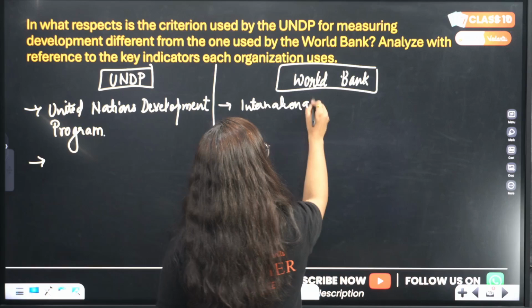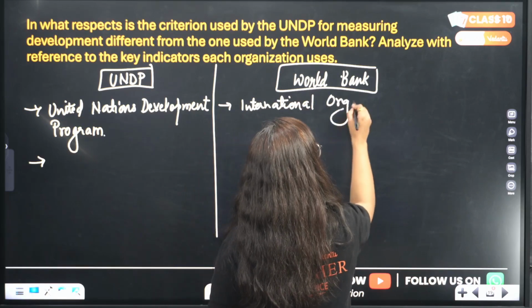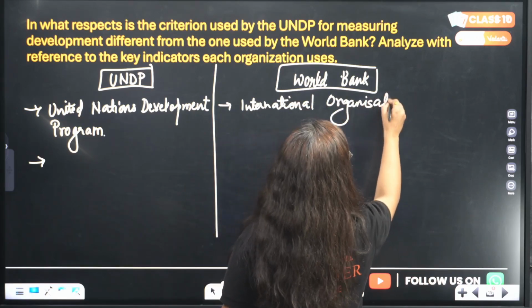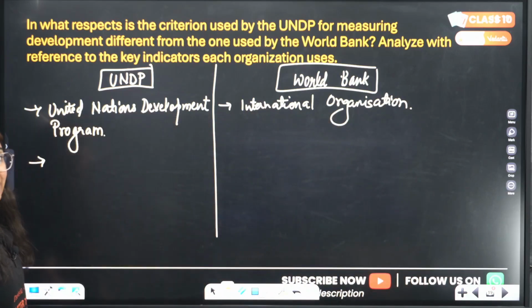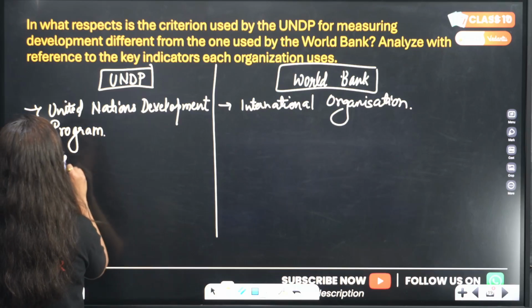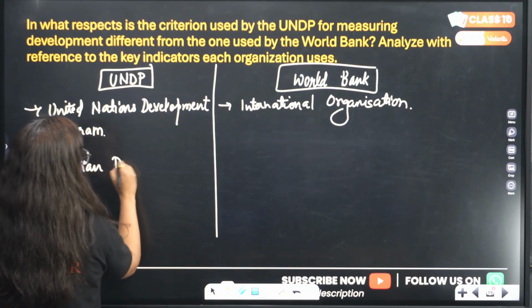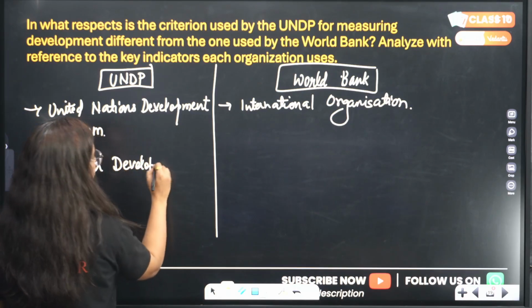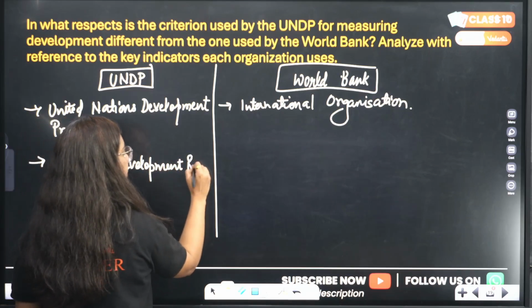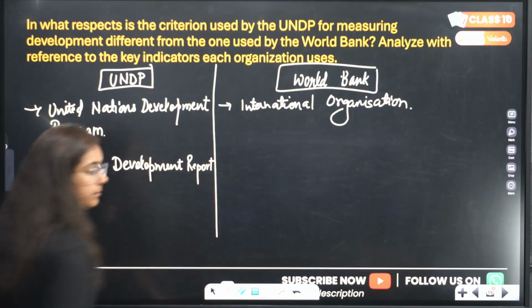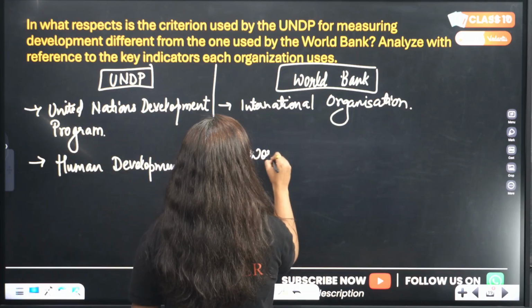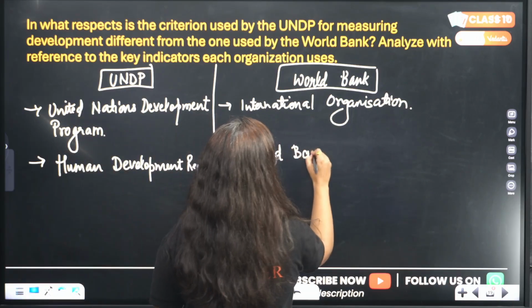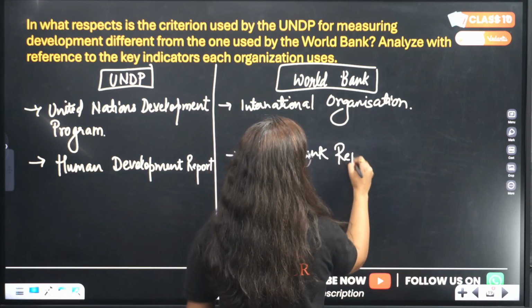It is an international organization that looks into the buying and selling capabilities of a nation. UNDP publishes a report that is known as the Human Development Report. World Bank issues a report that is known as the World Bank report. We call it the World Bank report.